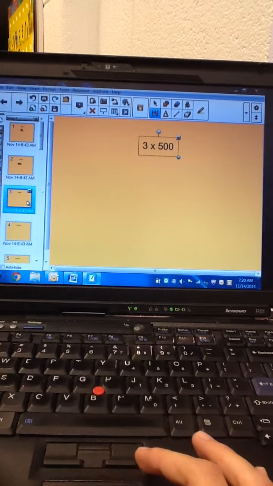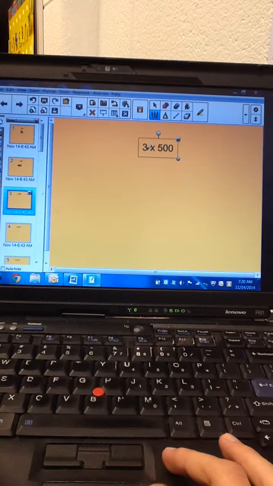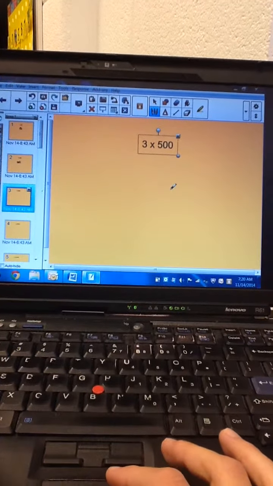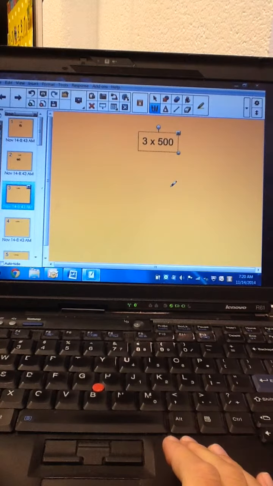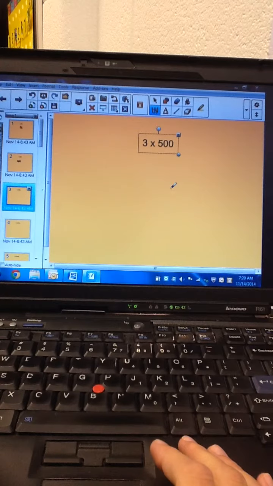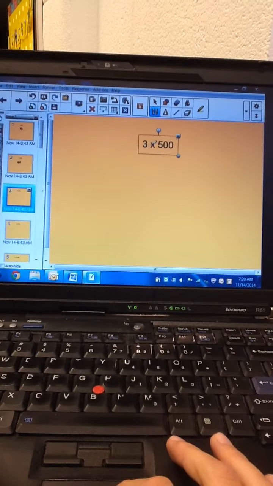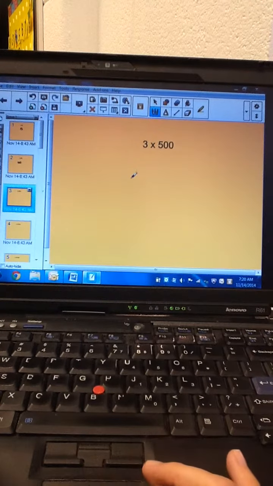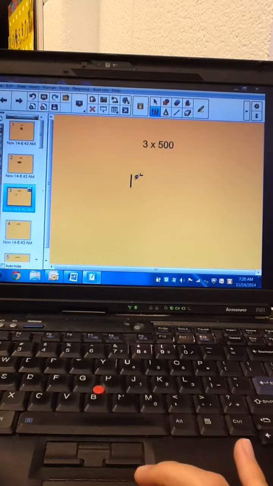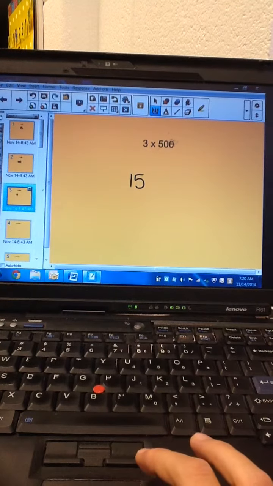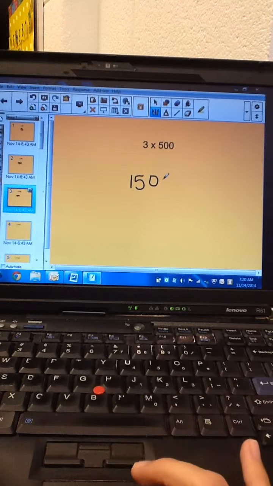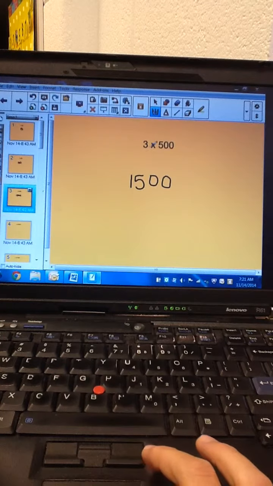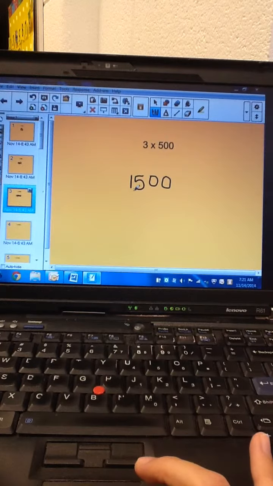Okay, let's try this one. Let's say we have a problem 3 times 500. Pause the video and talk to your neighbor about how you think you're going to solve this problem. Hopefully you and your neighbor said that 3 times 5, again, we know is 15. And this time we have 2 zeros left in our problem. So because of that, we're going to add the 2 zeros at the end. And our answer to 3 times 500 is 1,500.